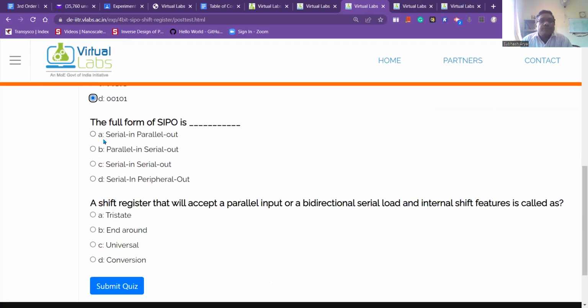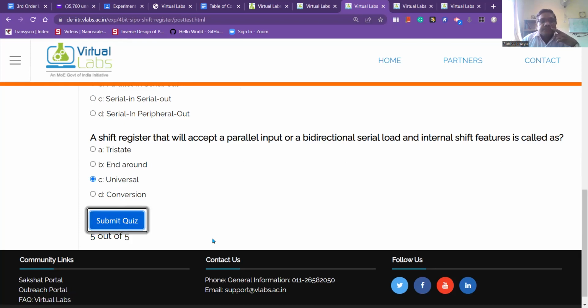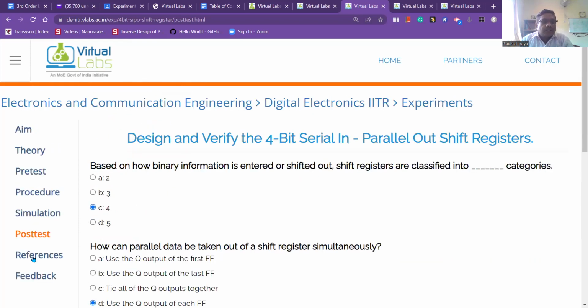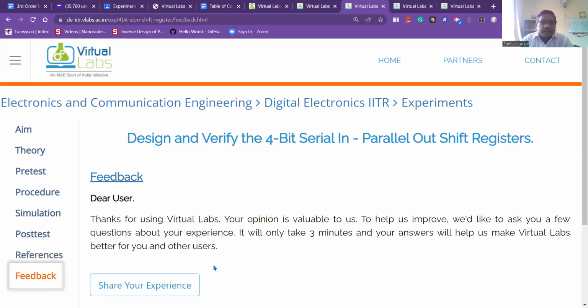Now the full form of SIPO is serial in, parallel out. A shift register that will accept a parallel input or bidirectional serial load and internal shifts feature is called a universal shift register, that we have done in our theory classes. So let us submit the quiz, and after that some references are there. You can read this, and you should give this feedback also.